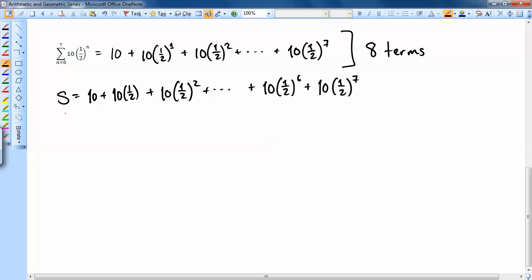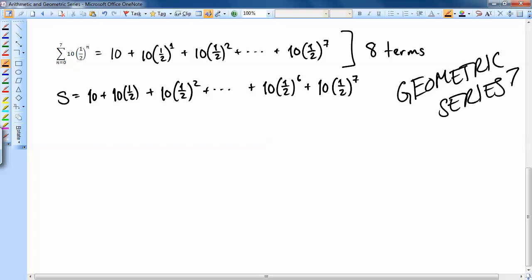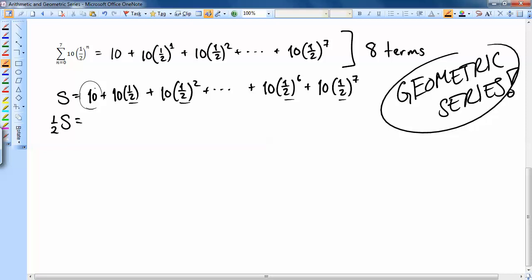So the trick is, I'm not going to add another s and reverse the terms like I did for the arithmetic. I hope you realize this one's a geometric series. And this trick only works for geometric ones. So if I actually take the s and I multiply it by the same thing that I'm multiplying all these guys by, a half, then this 10 becomes 10 times a half. And this 10 times a half becomes 10 times a half times another half. Everything gets multiplied by a half.